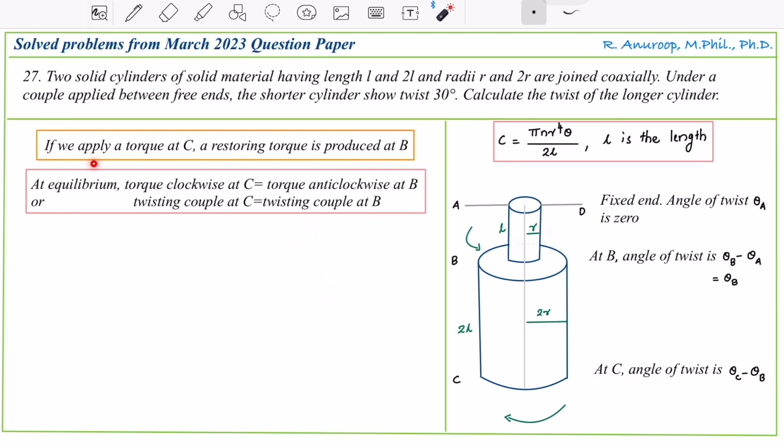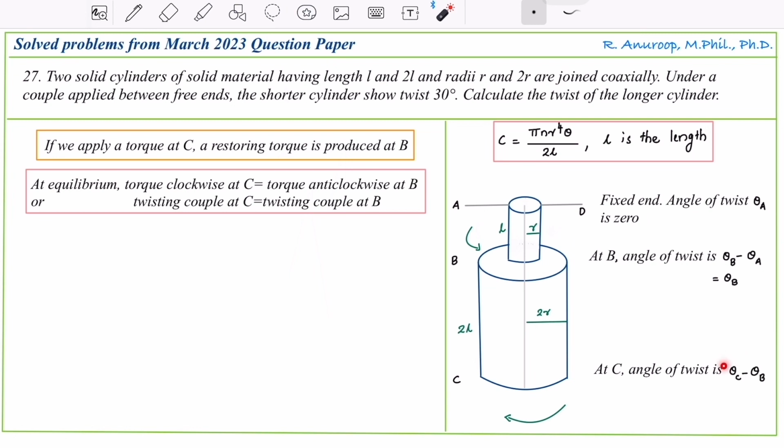That is, if we apply torque at C, a restoring torque is produced at B. Now at equilibrium, the torque clockwise at C is equal to the torque anti-clockwise at B. That is, the twisting couple at C and the twisting couple at B are equal. What is the twisting couple? It is pi n r raised to 4 theta by 2L, where L is the length of the cylinder.